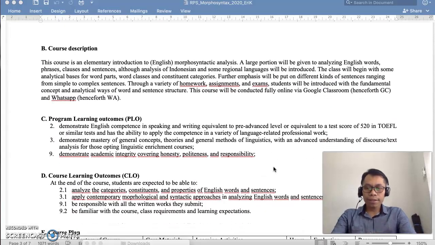This course is an elementary introduction to English morphosyntactic analysis. A large portion will be given to analyzing English words, phrases, clauses, and sentences, although analysis of Indonesian and some other regional languages will also be introduced. This class will begin with some analytical basis for word parts, word classes, and constituent categories. Further emphasis will be put on different kinds of sentences, ranging from simple to complex sentences.